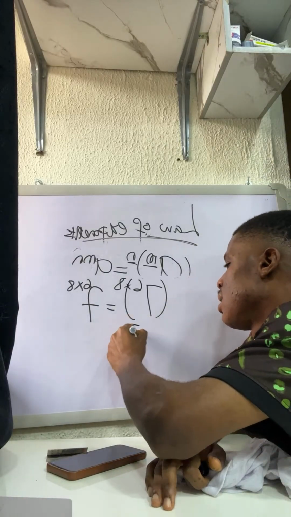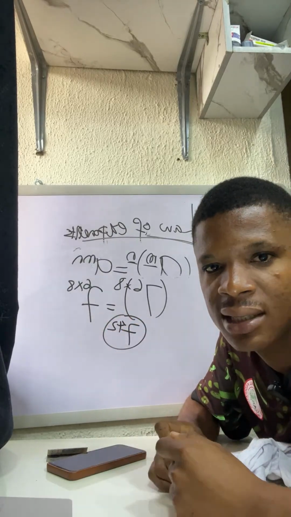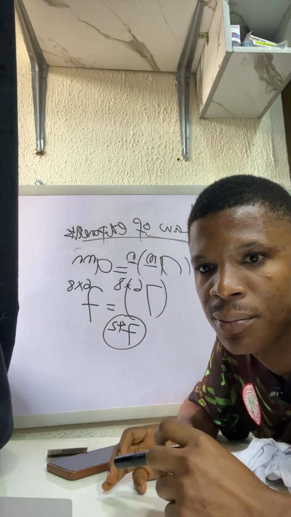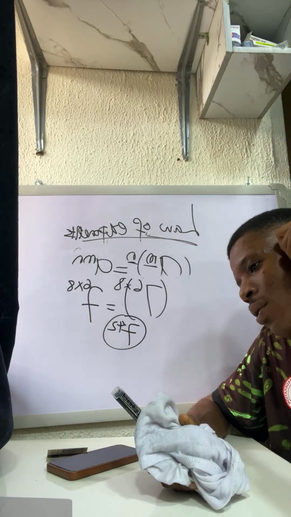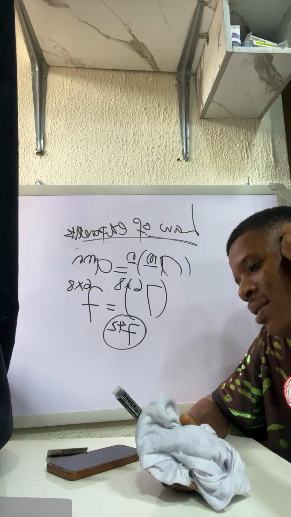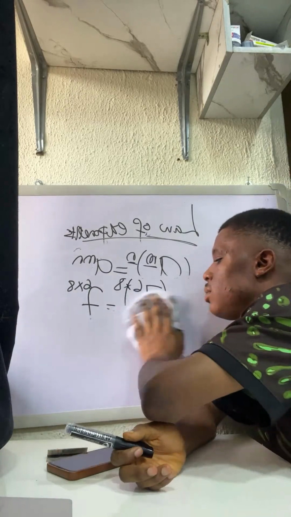You have it as 7 to the power of 42. And that's the answer. Very, very simple. Okay? So this is actually the main way we solve this particular problem. It's very, very simple to do.